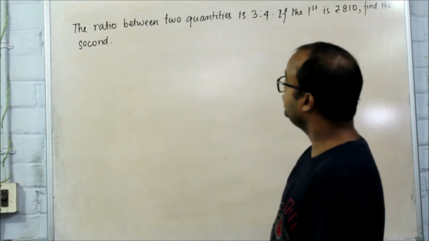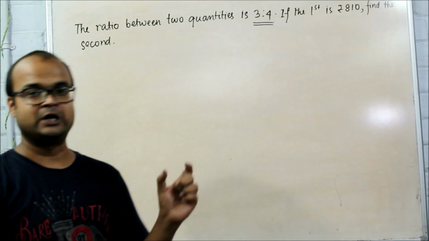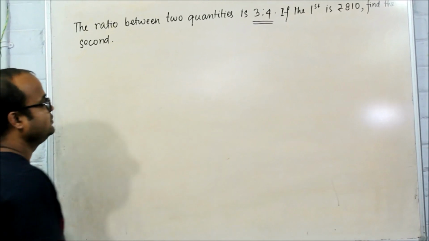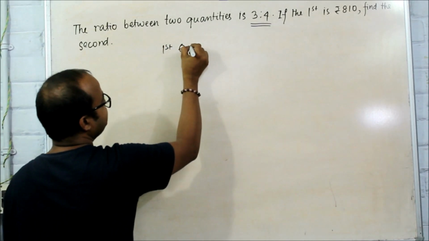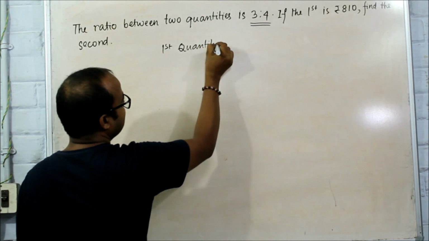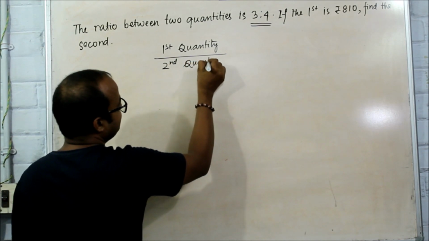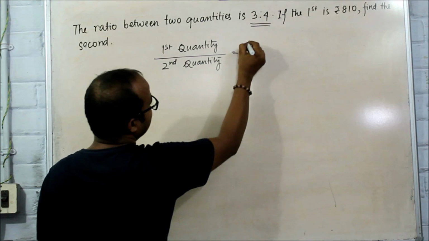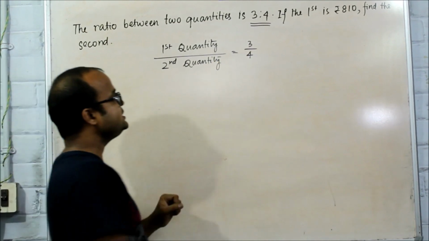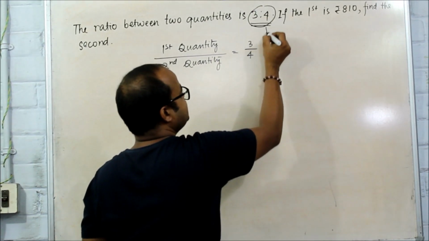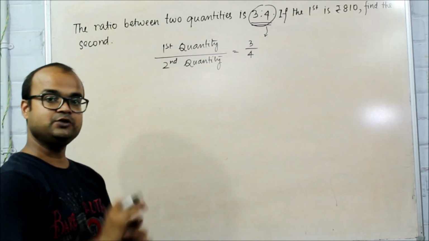The ratio between two quantities is 3:4. The ratio of the two quantities is given as 3:4. Now that means we can say that first quantity by second quantity is equal to 3/4. Clear? So we express it and write the information the way we are going to solve the problem.